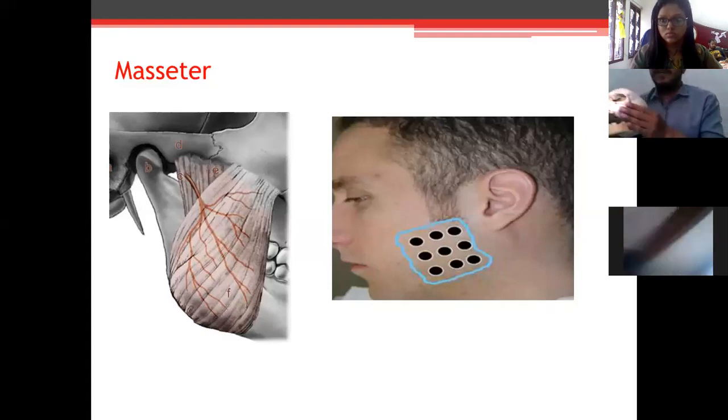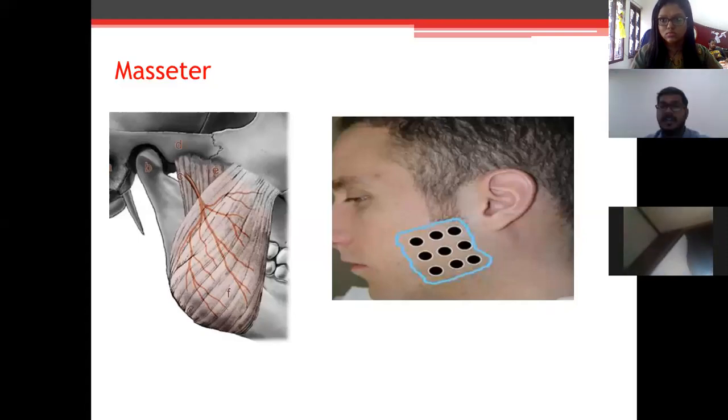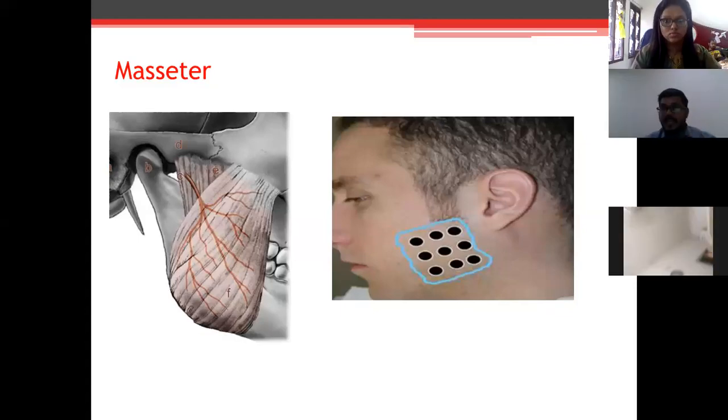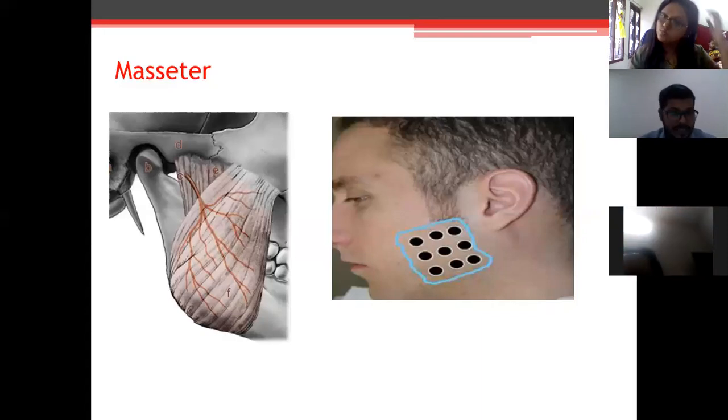Whenever you palpate the masseter, ask them about any pain. If there is any pain, tell them to show where the pain is. Suppose the patient says the pain is on the right side, then you can say that the displacement of the disc will be on the right side. So that is the indication of the masseter muscle palpation.